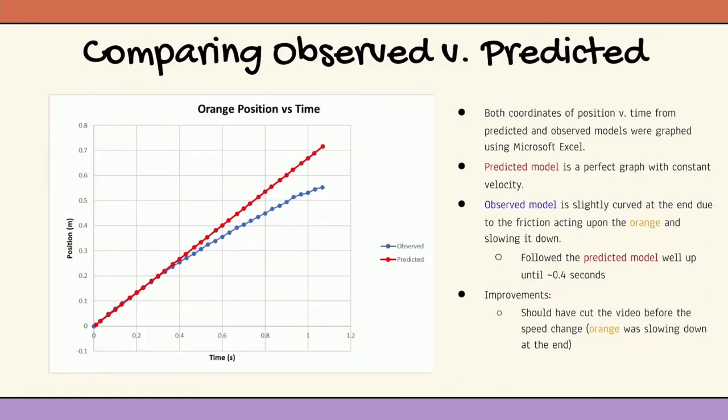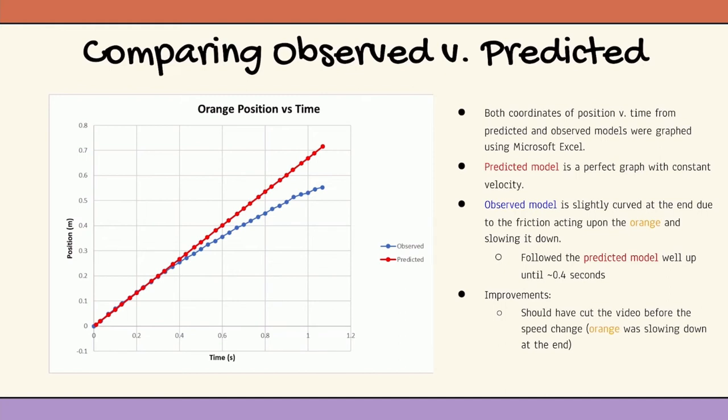So now that we have both coordinates from Tracker and GlowScript, we can create this graph, plotting both of them on the same plane for easy comparison. As you can see, the red line, the predicted motion, is completely linear. It's perfectly straight with constant velocity. The blue line, the observed model, is slightly off, but this can be attributed to friction and the non-perfectly circular shape of the orange.